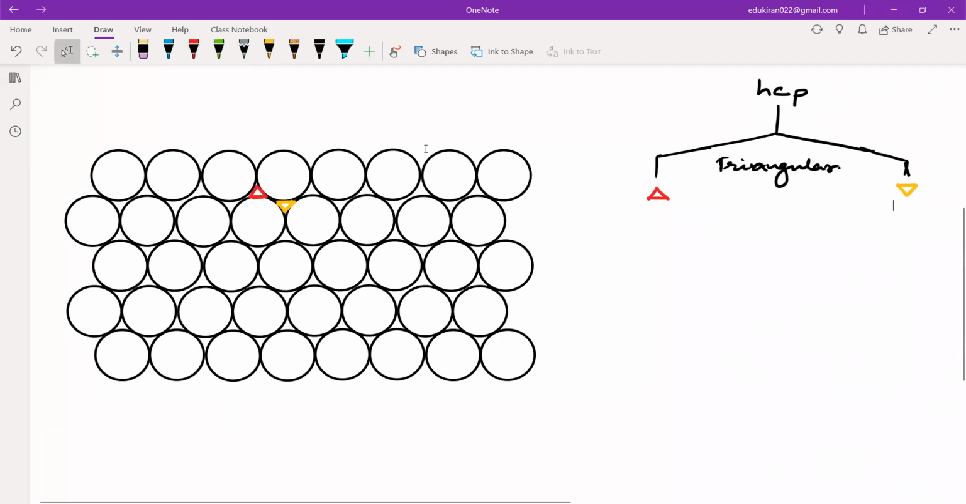Now, listen very carefully. When I take an atom and place it on top of the upward triangular void, as soon as I put an atom on the triangular void, I have converted it into a tetrahedral void. Is that right? Yes or no? Yes, sir. This is a triangular void, but as soon as I have put an atom on the triangular void, I have converted it into a tetrahedral void. So let me add more and more atoms.